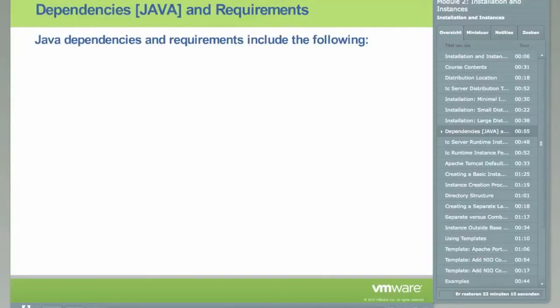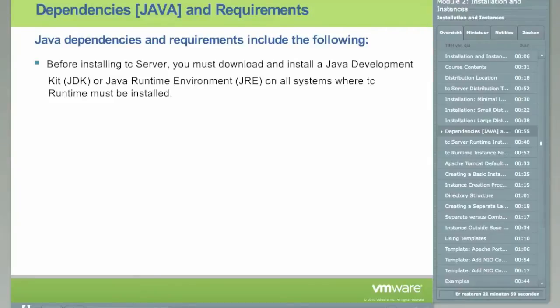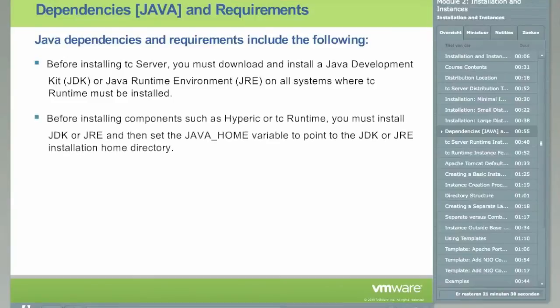TC Server does not come bundled with Java Development Kit, or JDK, or Java Runtime Environment, or JRE. So, before you install TC Server, you must download and install a JDK or JRE on all systems where you are planning to install TC Runtime. In the case of Hyperic installations, JDK or JRE requirements depend on whether you are installing the platform-specific or platform-neutral version. So, before you install components such as Hyperic or TC Runtime, install JDK or JRE, and then set the Java home variable to point to your JDK or JRE installation home directory. Now you will learn about the installation process.